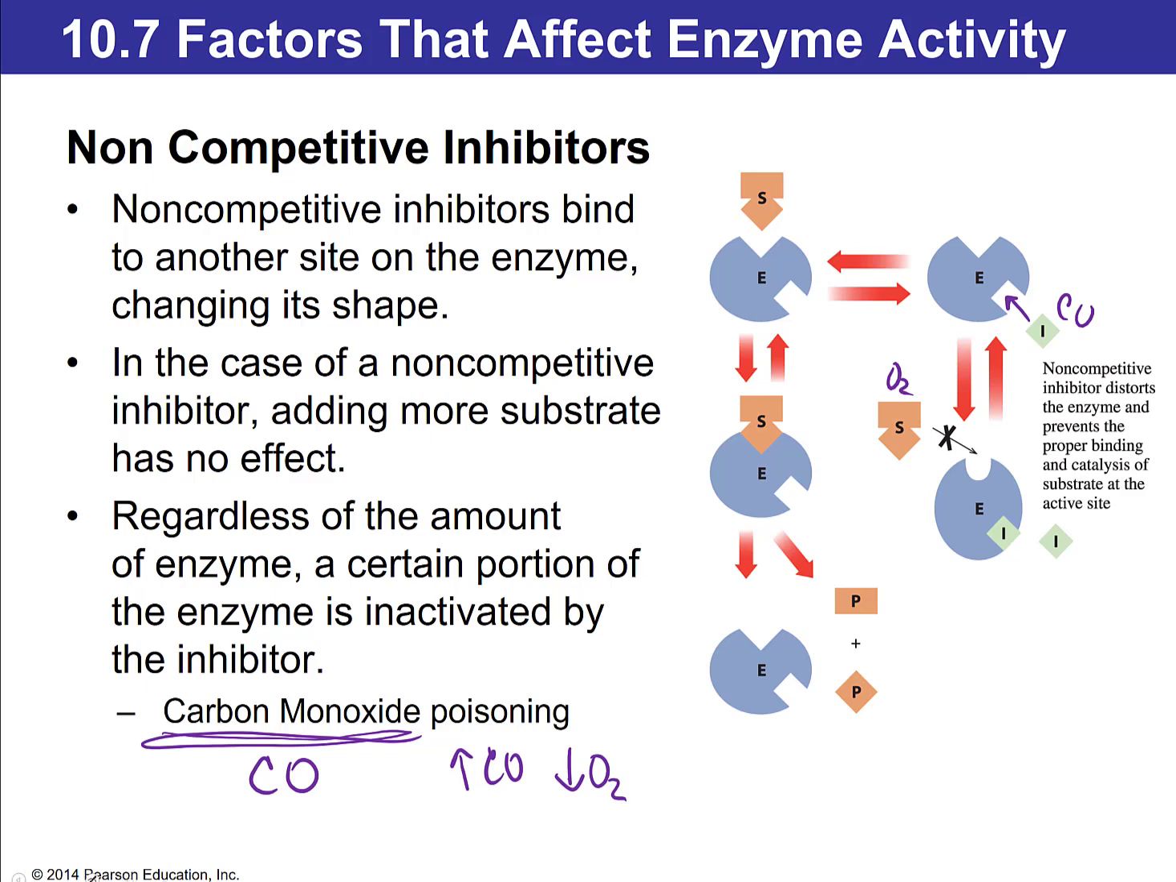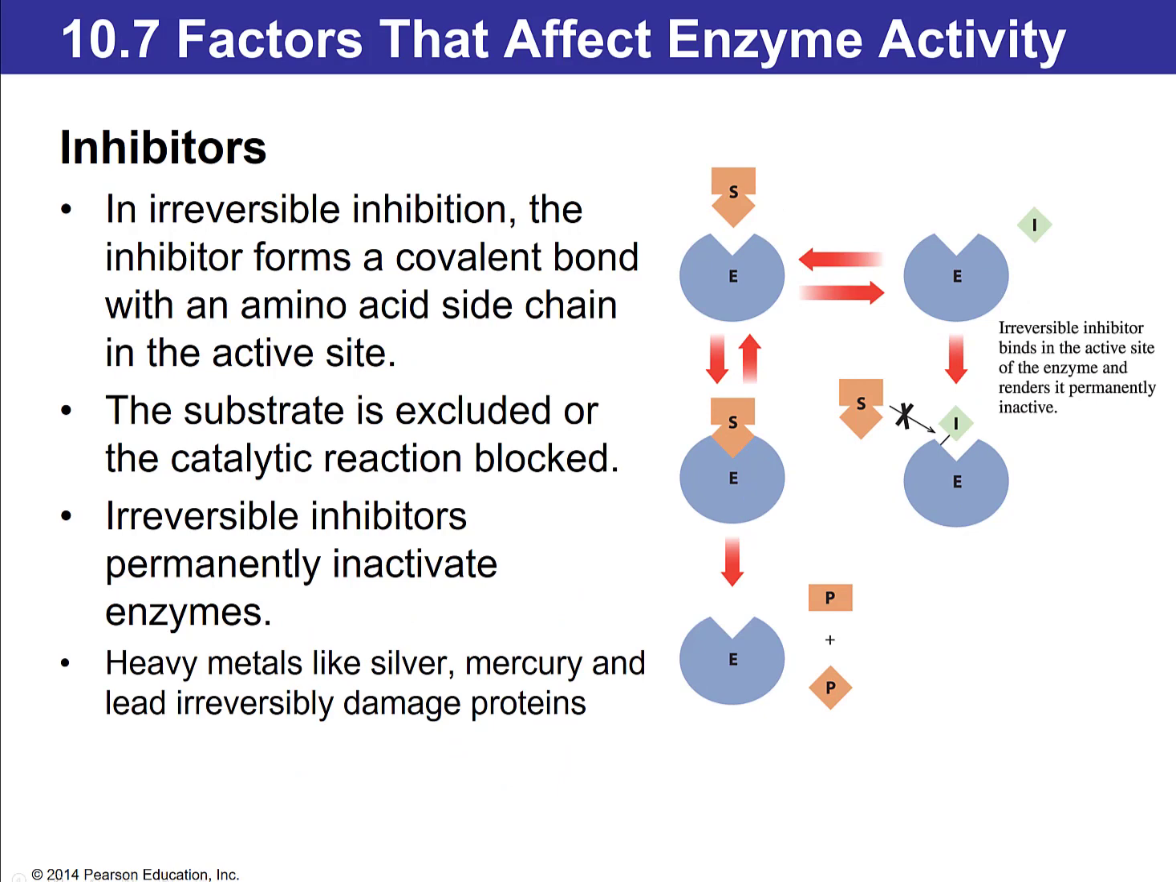So then we have the last one. So the last one is the irreversible types. So irreversible means once the inhibitor binds to the enzyme, it's done. So it is going to bind permanently. So notice here, it looks like there is a connection. So that means that the inhibitor is not just sitting in the spot. The enzyme has now formed a permanent link to the active site. And so this enzyme can't work anymore. So this is permanently inactivated.